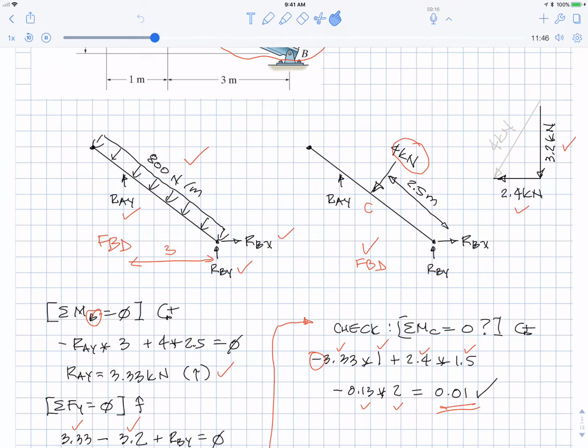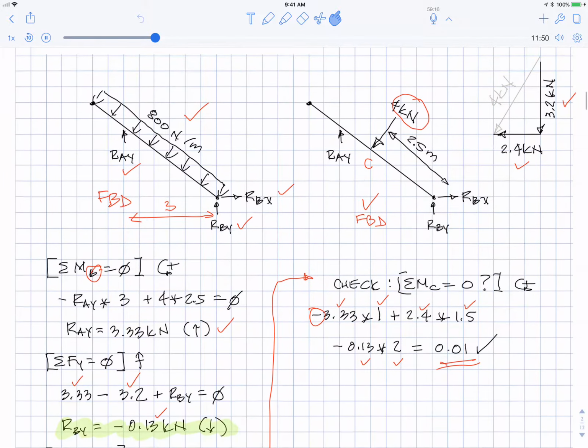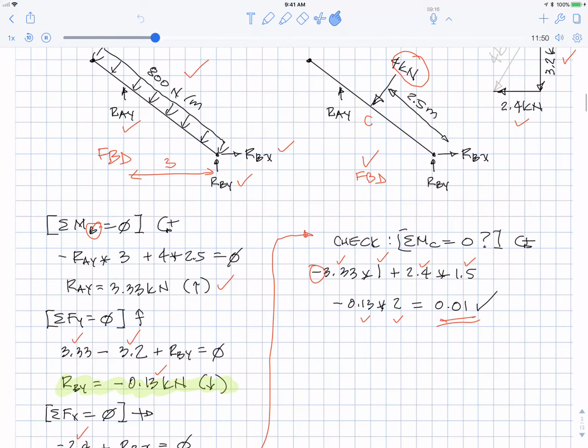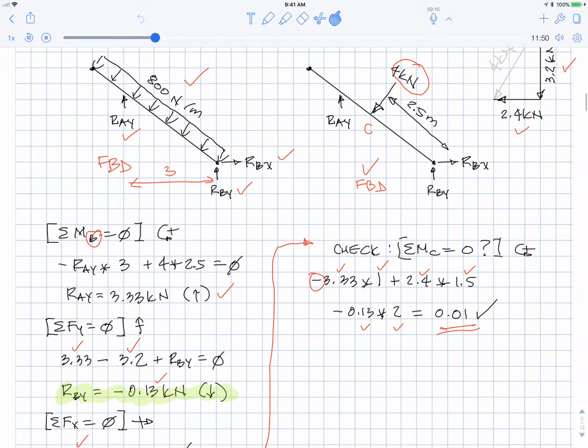And what's happening is the horizontal component of RBX is so big, it's making a big counterclockwise moment around C, that RBY actually has to be pointing down. So this is correct.